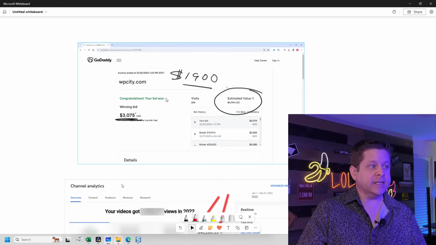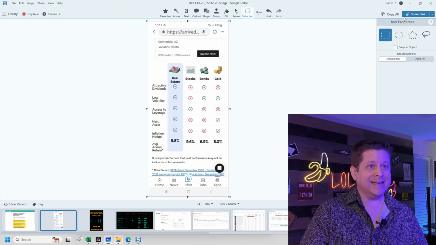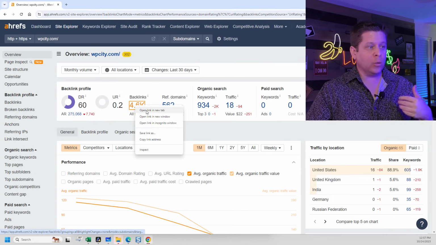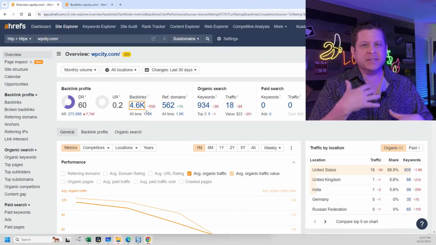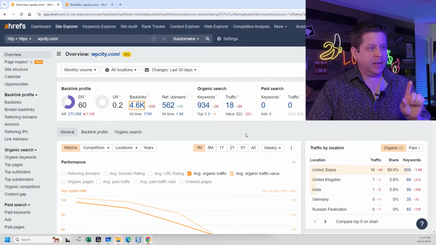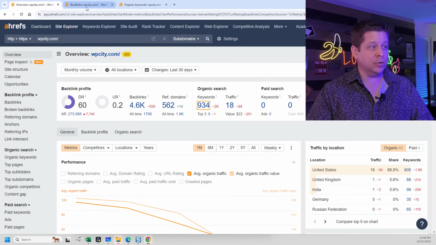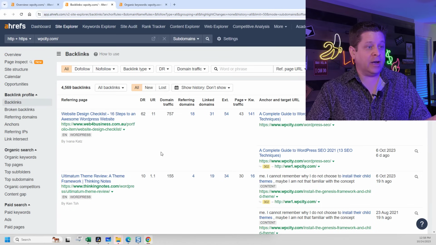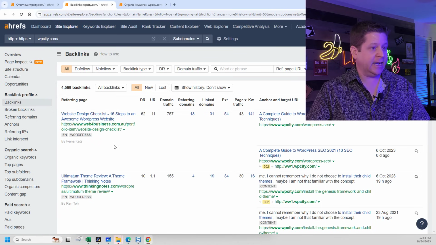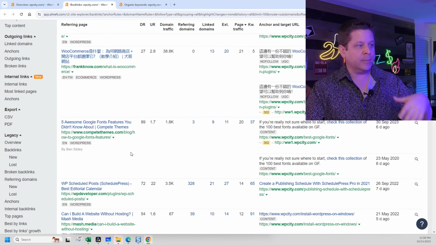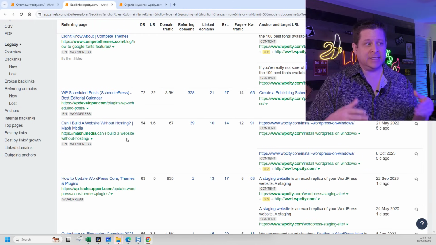So if we were to take a look at something like wpcity.com, I can see that this domain has lots of backlinks in the WordPress plugins and tools arena. It also had over 3,000 different keyword rankings in Google, and we could see here that this is all on point: web design, SEO, frameworks and themes, WooCommerce, Google Fonts, and all kinds of things like that.